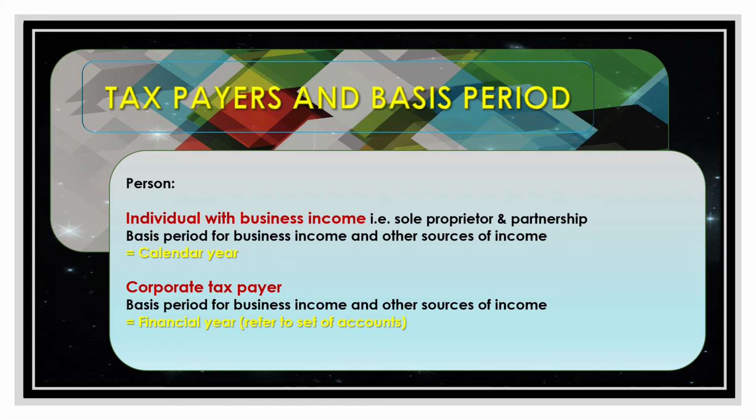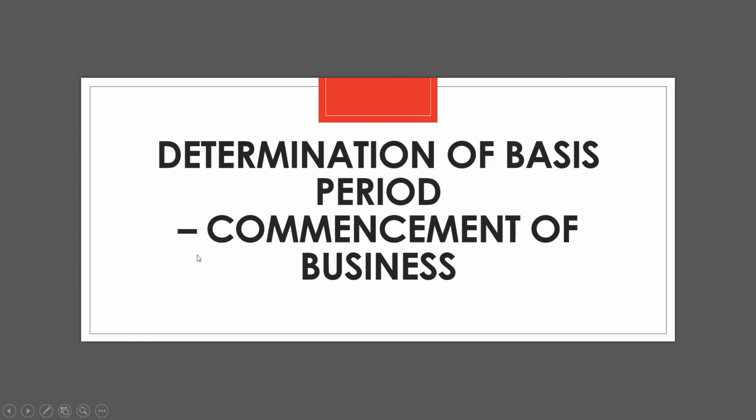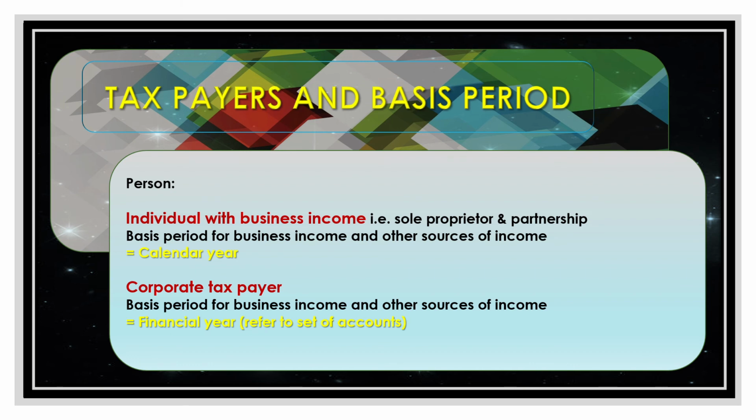The basis period for an individual with business income follows the calendar year. Meaning during that calendar year, from 1st January up until 31st December, if that individual receives business income, and also other sources of income such as employment income, rental income, dividend income, or any other types of investment income, it will be assessed simultaneously in that particular calendar year.